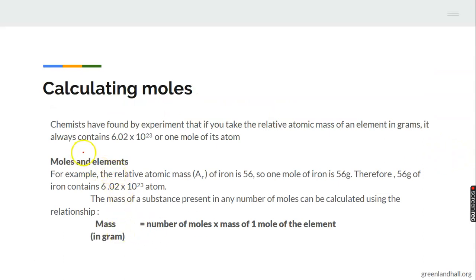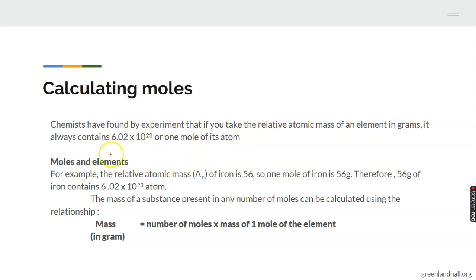So calculating mole. How can you calculate mole? Chemists have found out by experiment that if you take the relative atomic mass of an element in grams, so for instance, for sodium, which is 23 grams, so 23 grams of sodium contains 6.02 times 10 to power 23, which is called 1 mole of sodium atoms. Okay, do you understand?